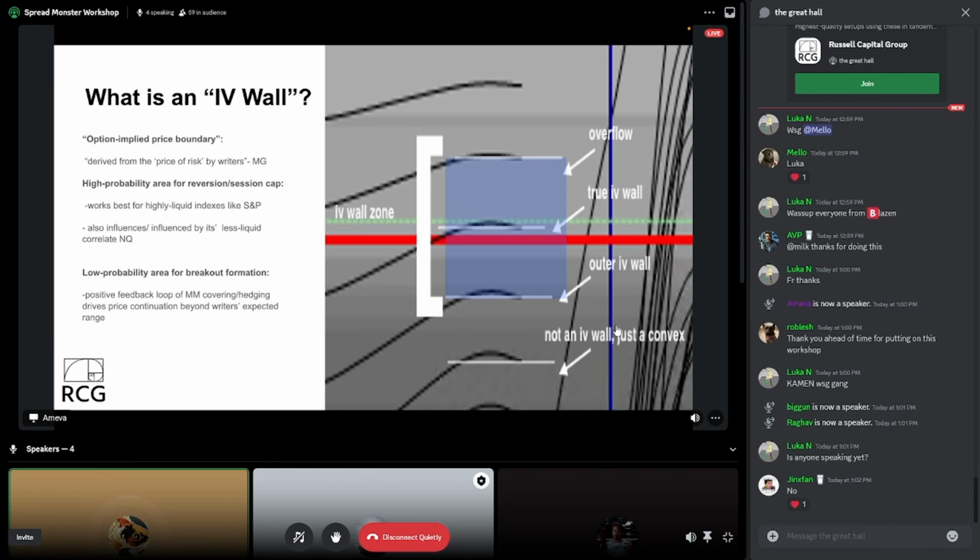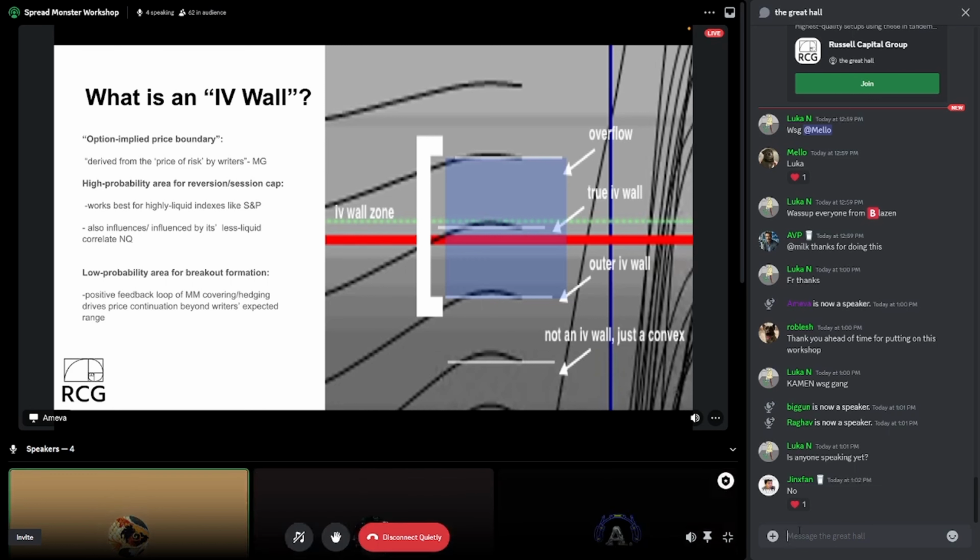All right, so what is an IV wall? MG in a town hall the other day put it really well. It's an option implied price boundary derived from the price of risk. It's a high probability area for reversion or a session cap. It works best for highly liquid indexes like the S&P. It also works for the NASDAQ on QQQ as well.